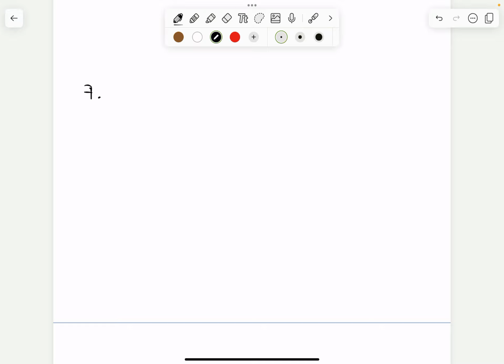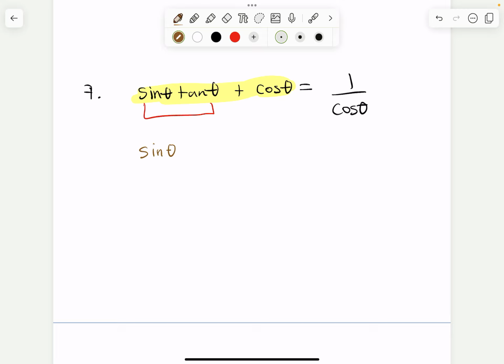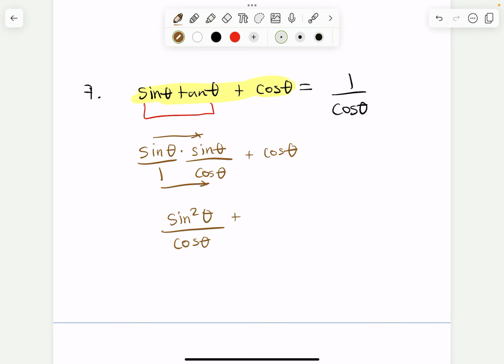All right, number 7. We're almost halfway there. You can definitely see that we're going to have to work on this side. So the first thing I notice is I see a sine times tangent. So I'm just going to go ahead and take care of that and see what happens. So once again, I'm multiplying fractions, so I multiply across. So I get sine squared of theta over cosine plus cosine.